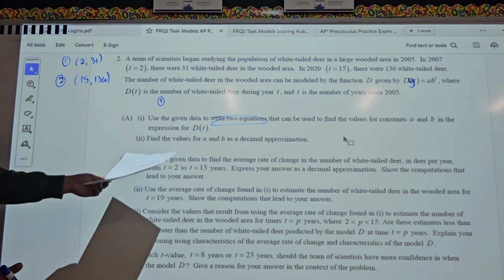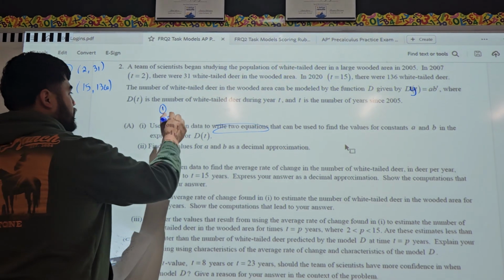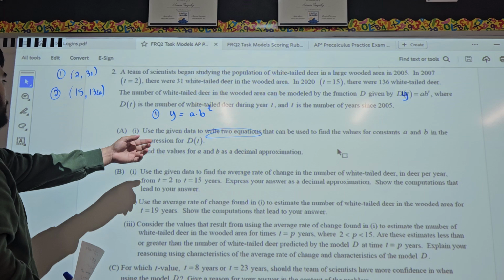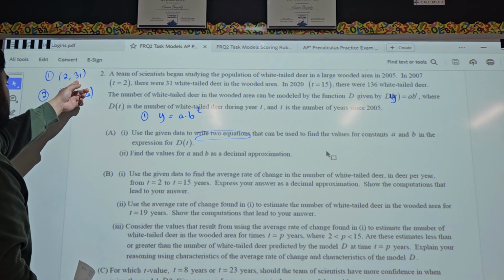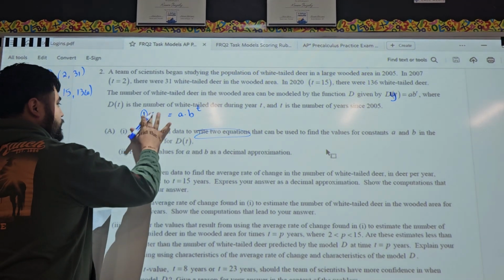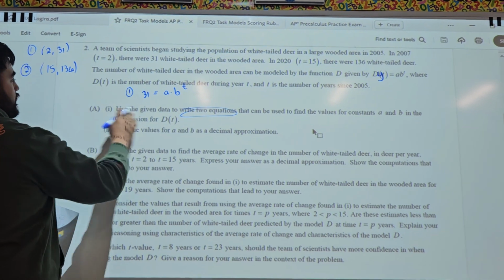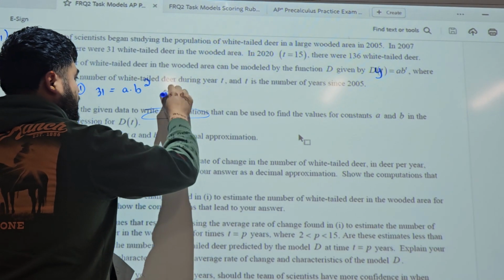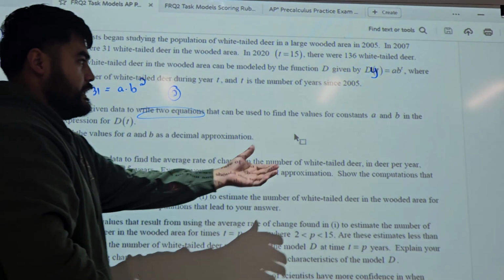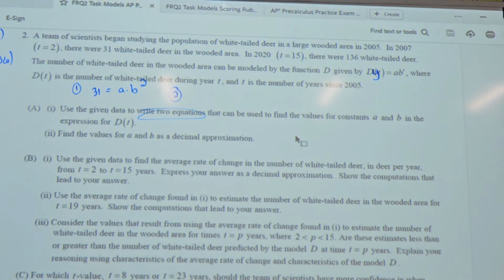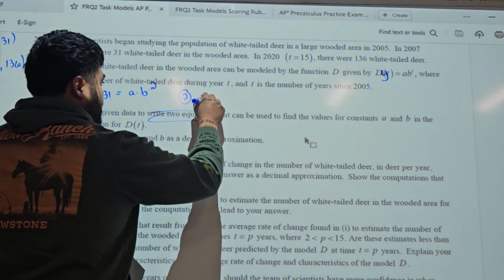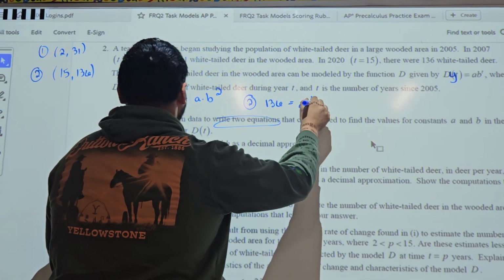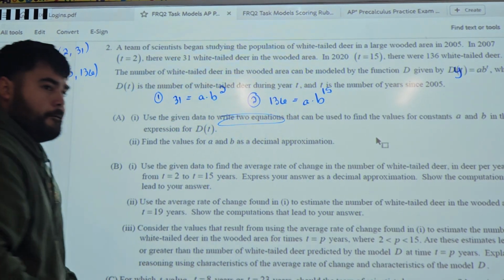So here we go. How to create the first equation? Y equals A times B to the power of T. So what's my Y, right? My Y for the first point is 31. So this Y gets replaced by 31, and my T gets replaced by a 2. So that's the first equation. What about the second one? For the second one you do basically the same thing using, again, the equation given. So here, my Y is 136 equals, again, A times B to the power of 15, right?